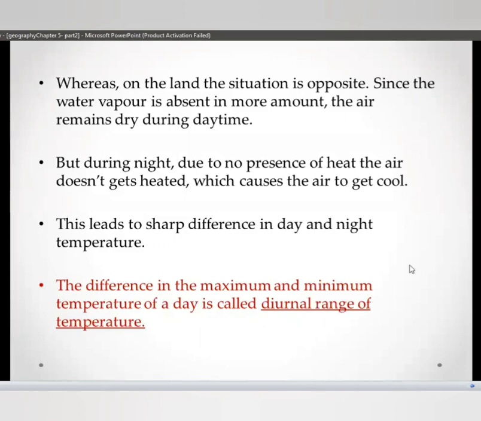The difference in the maximum and minimum temperature of day is called diurnal range of temperature. Which difference? Here in this statement, the difference in the maximum and minimum temperature of day, this is given. What does it mean by this sentence? This sentence means the difference in the temperature of daytime being hot and night time being cool. This difference is called diurnal range of temperature.